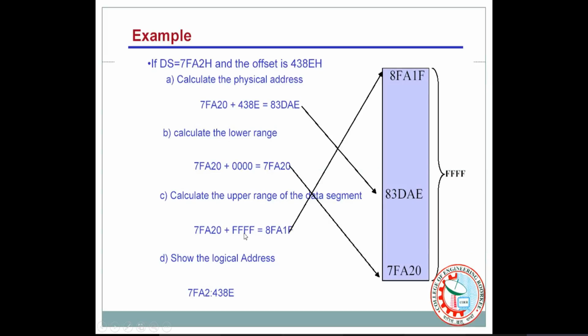For the upper range, we need to add the 64K, which means 4 Fs, the biggest number of 16 bits. 4F means FFFF. This will give you the upper range, that means the last address of the 64K segment. So this is how you can calculate the upper range also.